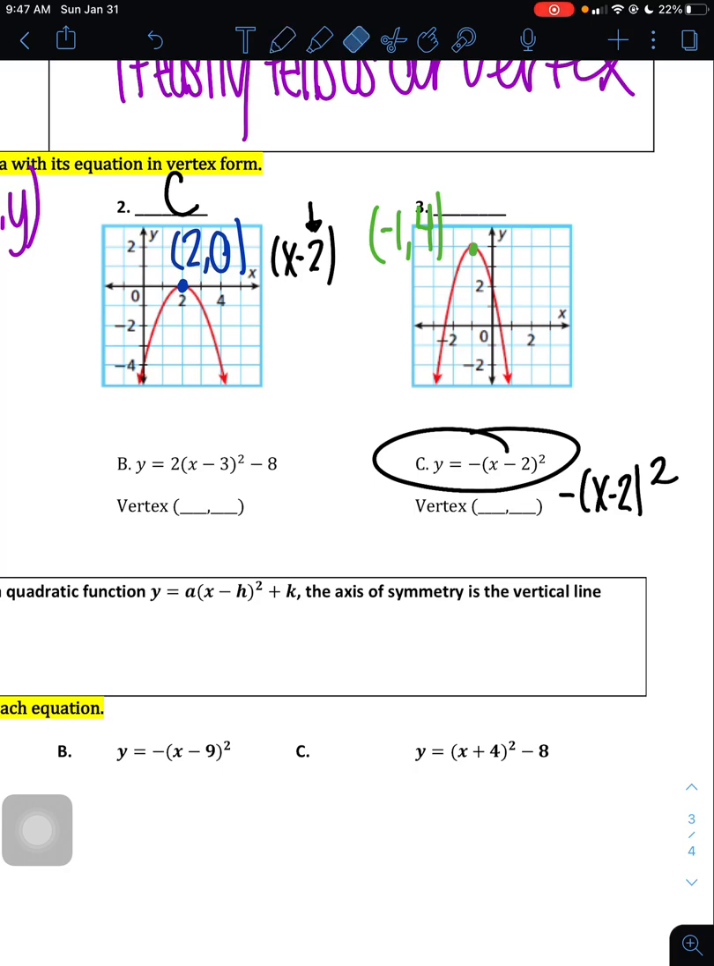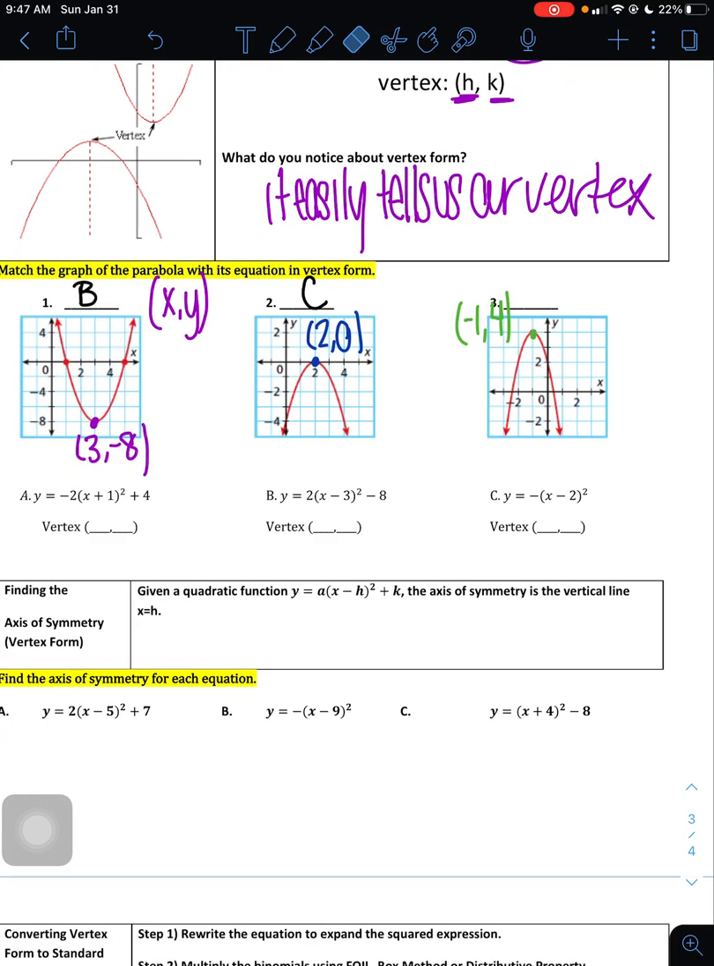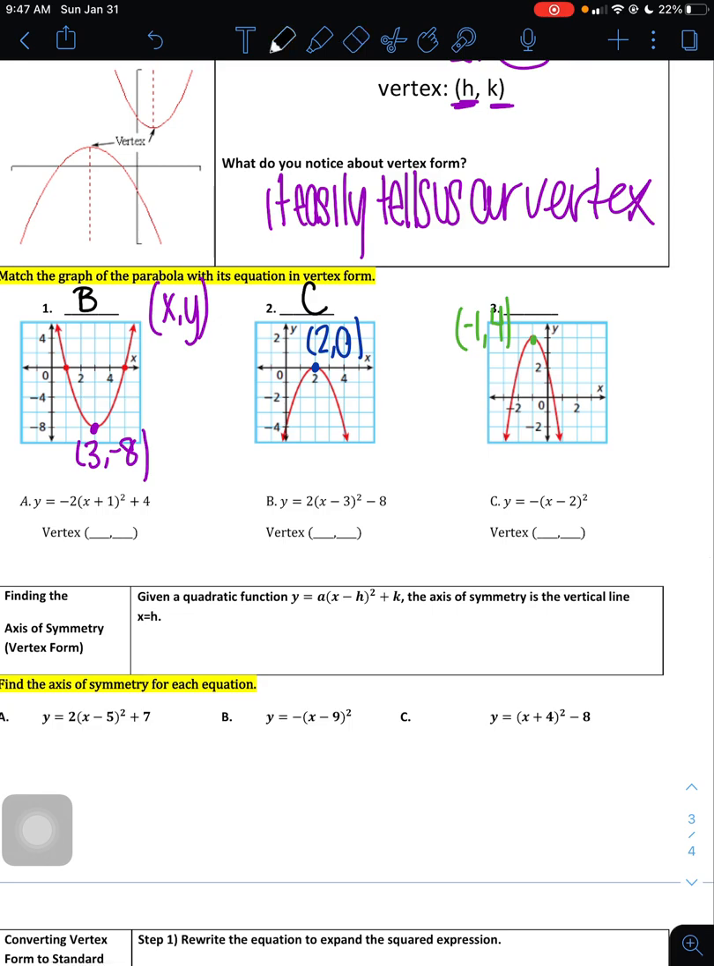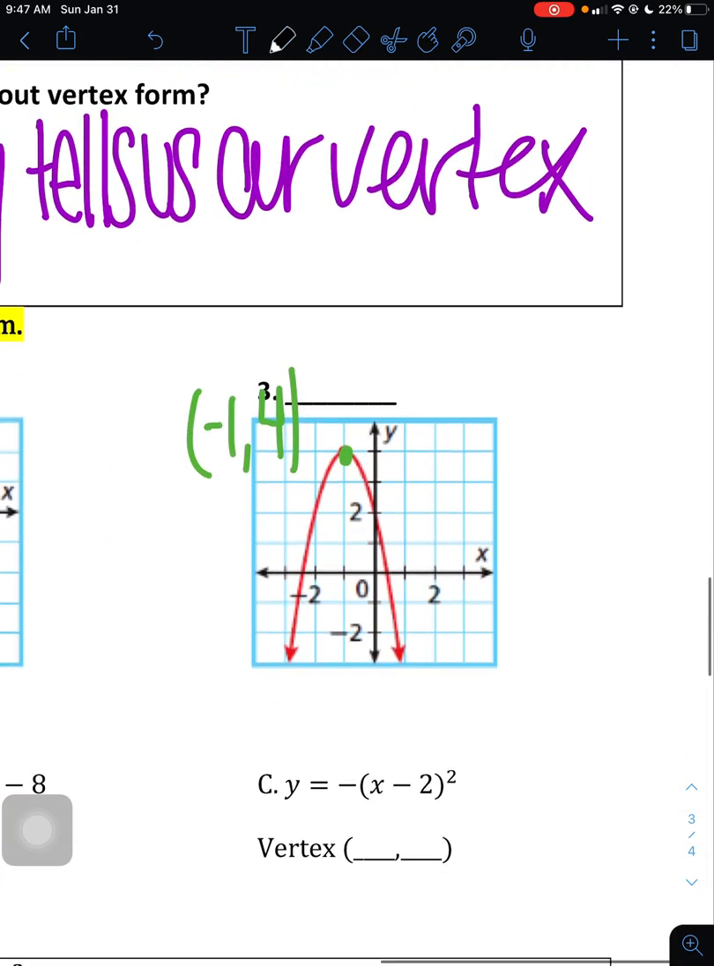So now we have one more to take a look at. And that's going to be this last one. We already said the vertex was negative 1 comma 4. So I know when I put that into my parentheses, I need to look for x minus negative 1. Because this right here is the x value of our vertex.